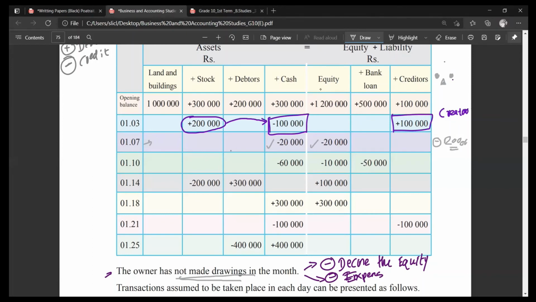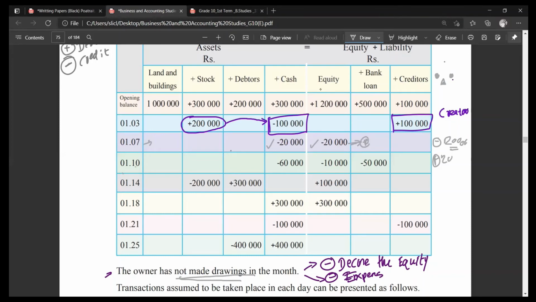You can put whichever you like: rent expense paid 20,000, or insurance expense paid 20,000, anything like that. Generally it's fine to just write expense. These are like open ones, guys. You can use any expense. Right, so what about this one?